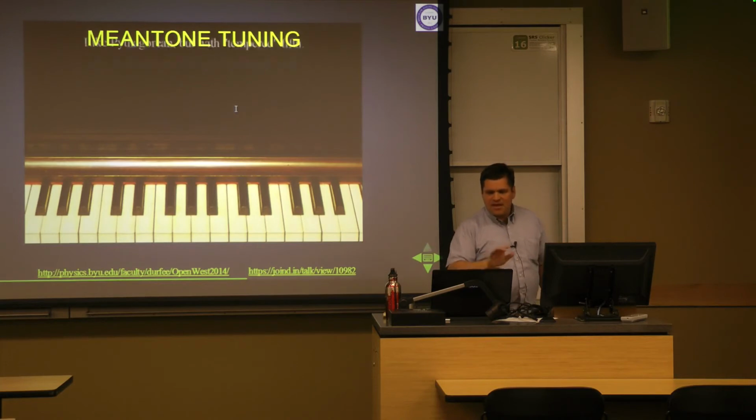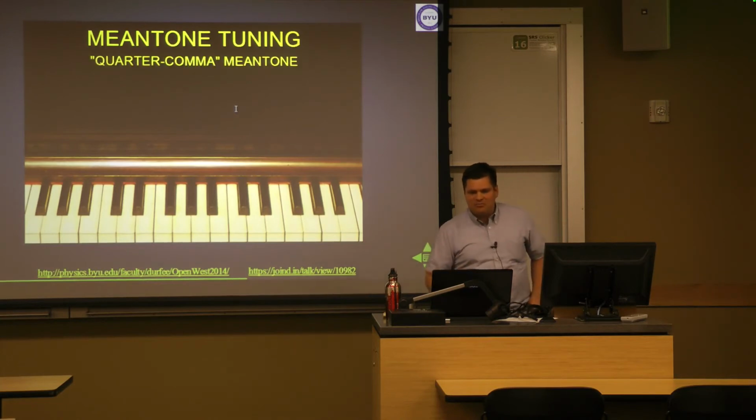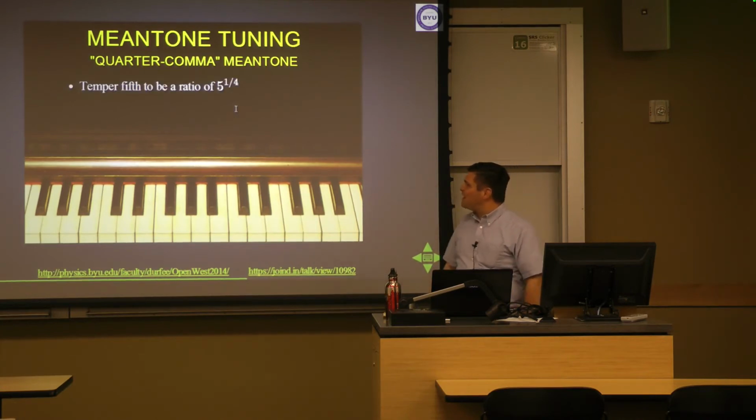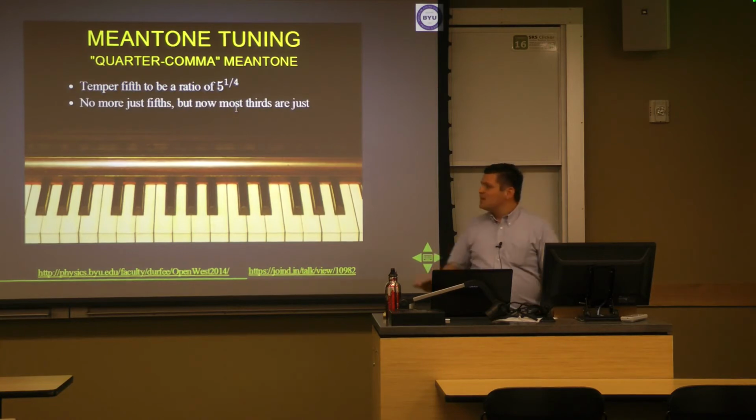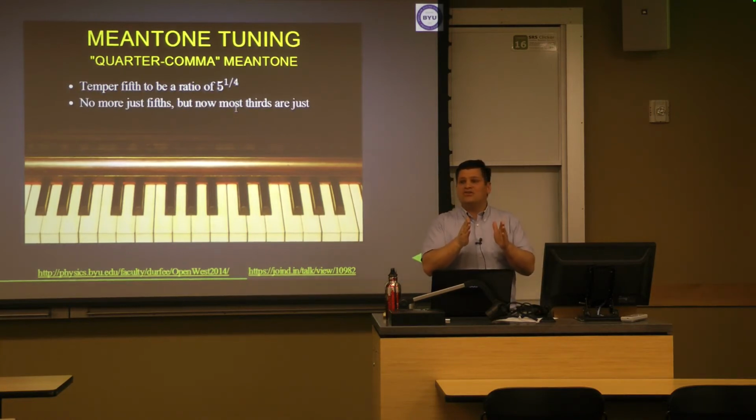All right? In particular, the type of tuning used in Bach's era was known as quarter comma mean tone. Quarter comma mean tone adjusts the fifth to be a factor of 5 to the 1/4. I don't know that Bach thought of it that way. It's the fourth root of 5. But what it ends up doing if you do this is now you don't have just fifths, but most of your thirds are now just intervals.